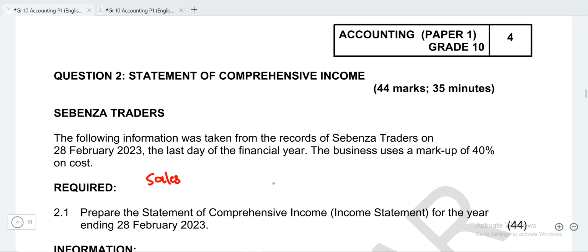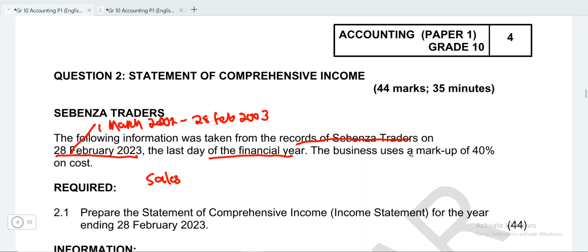Now, here they're saying that the following information was taken from the records of Sevenza Traders on 28 February 2023, which means that the business opened their books on the 1st of March 2022. Okay, so we must be able to determine that financial period. So it will be 1 March 2002 to 28 February 2003. Very important.